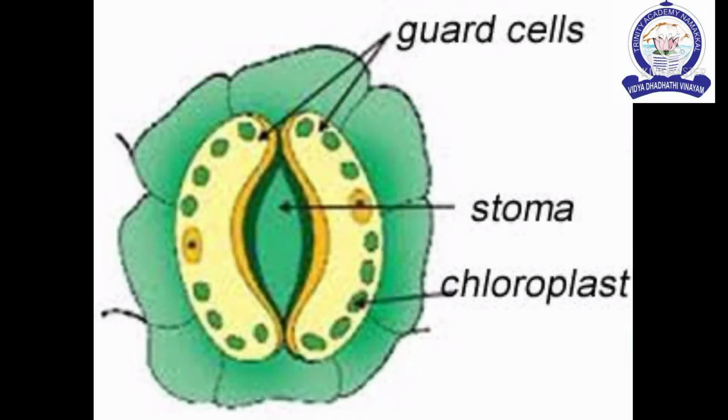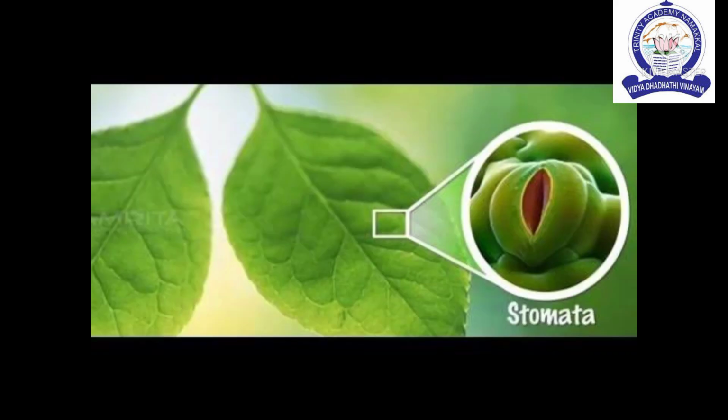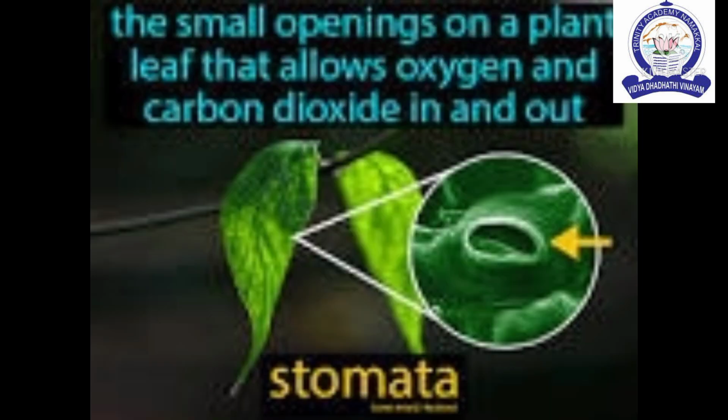Next topic is stomata. On the underside of a leaf are tiny pores called stomata. During photosynthesis, a leaf takes in carbon dioxide and gives out oxygen and water vapor through the stomata.